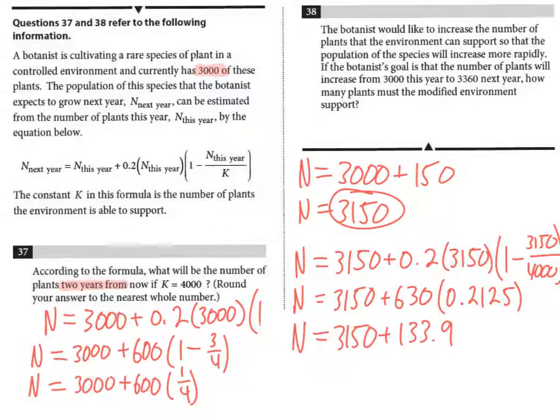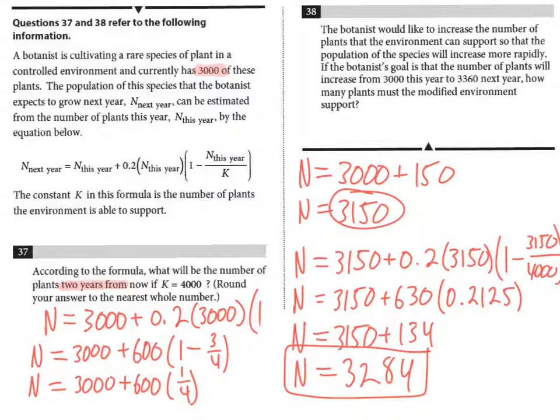0.875. I'm going to round to 9.9 because we're going to round this anyways. This is rounded to the nearest whole number, so that is going to be 4. If we add these two together, we're going to get 3150 plus 134, 3,284 is the answer for problem number 7.